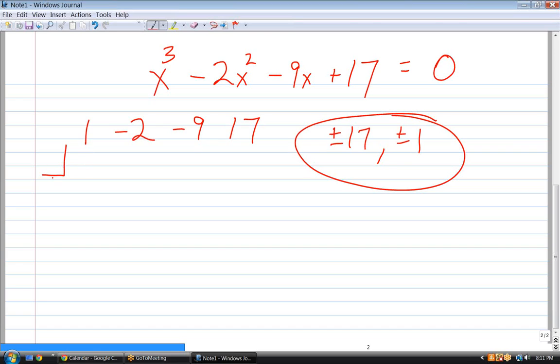What should I test first? 1. I'll point, you tell me what goes there. 1, 1, -1, 1, -1, -8. Hold on, -1 here, which means -10. -10. I'm going to put an X there because it's not 0. If 1 were a solution, then that would have to be 0.